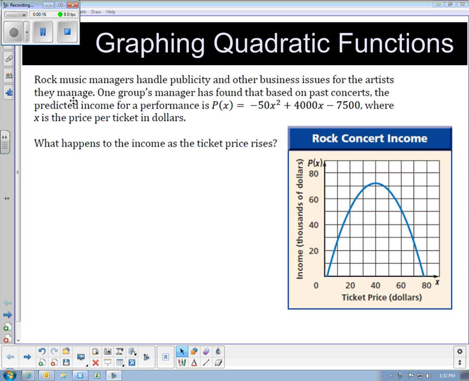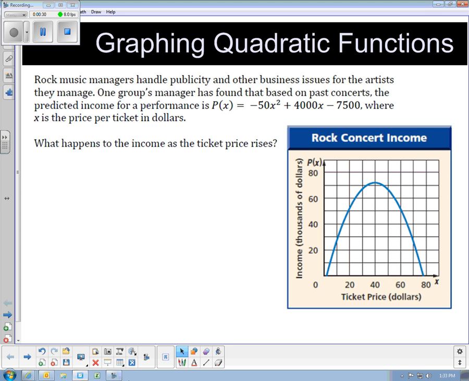The example up at the top of your page says, rock music managers handle publicity and other business issues for artists they manage. One group's manager has found that based on past concerts, the predicted income for performances is P of x equals negative 50x squared plus 4,000x minus 7,500, where x is the price per ticket in dollars. This is a quadratic function because we have an x to the second power. X to the second power tells us that it's quadratic.